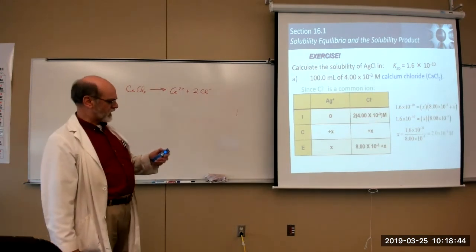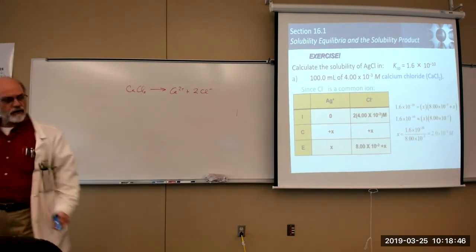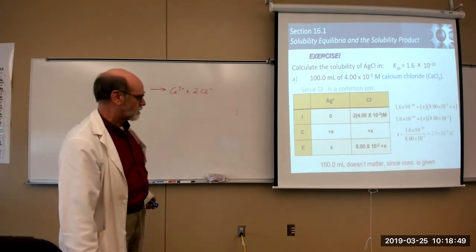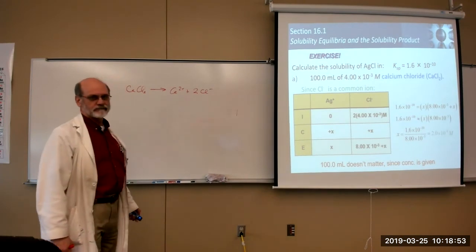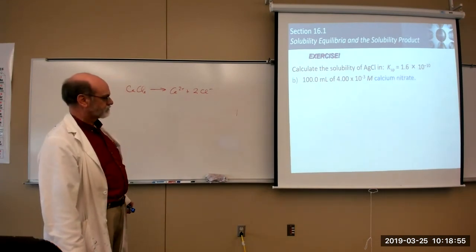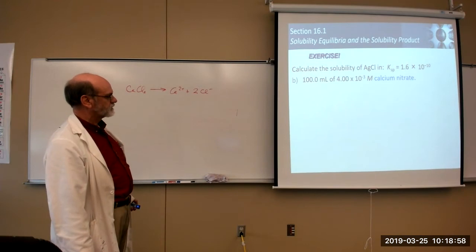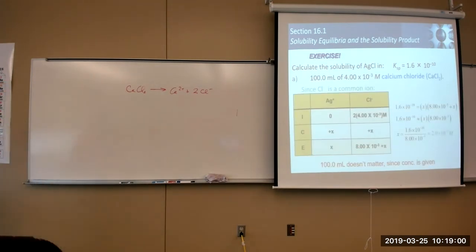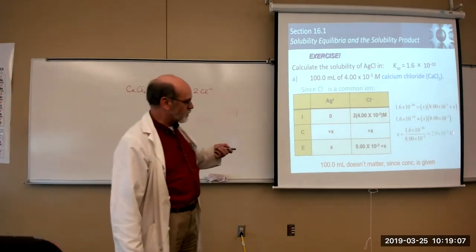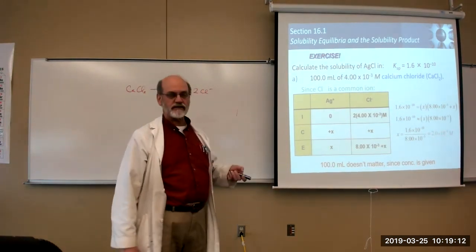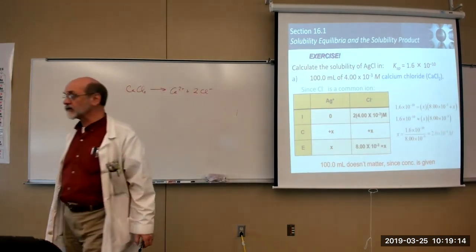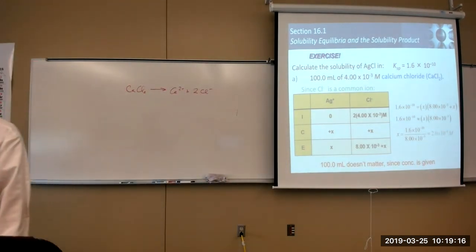So what was it before without? I probably stuck that in there, didn't I? Right? 100 milliliters doesn't matter. Okay. So it was 10 to the minus fifth. 10 to the minus fifth was our solubility without the common ion at that concentration, and 10 to the minus 8. So we've lost 3 orders of magnitude of solubility simply by adding some chloride ion.